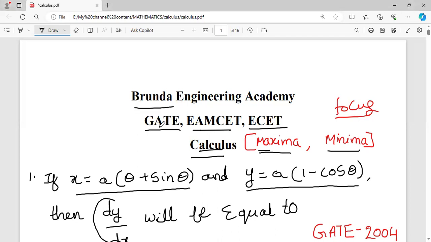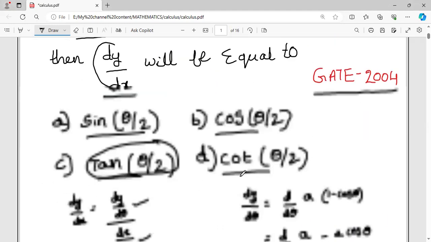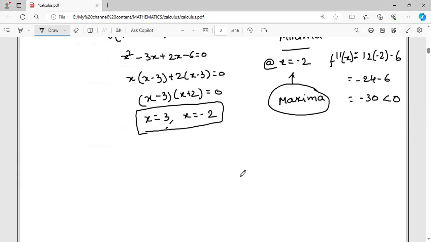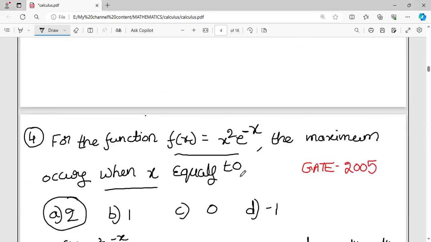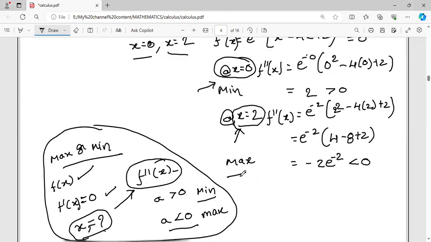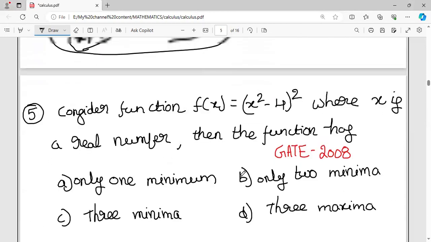In this video, we will discuss GATE previous questions asked in the calculus concept, focusing on the maxima and minima concept. In the previous video, we already learned some problems, and this is the continuation of that. If you missed that video, I will mention it in the description. Please watch that video, then you can understand the concept easily.